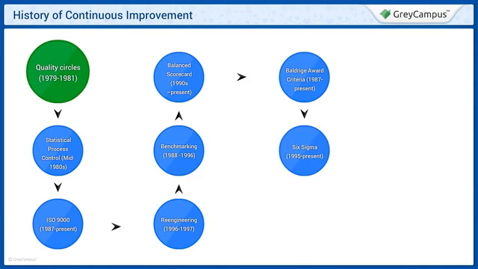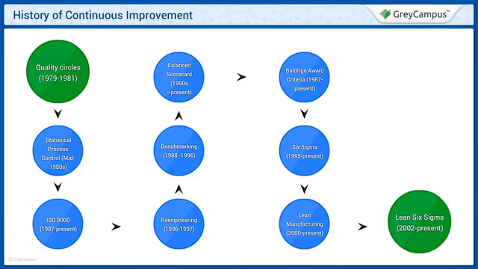Six Sigma, 1995 through present, as described in previous slides. Lean Manufacturing, 2000 to present, focuses on reduction of wastage and improvement of value-added services. Lean Six Sigma, 2002 through present. This approach combines the individual concepts of Lean and Six Sigma and recognizes that both are necessary to effectively drive sustained improvement.